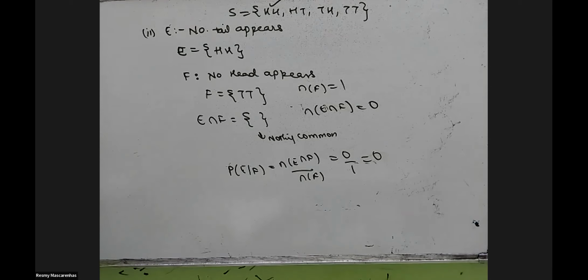Like this, there can be many problems framed using head and tail. We have to just know how to form E and F, then take the intersection and apply the formula based on what has been asked.